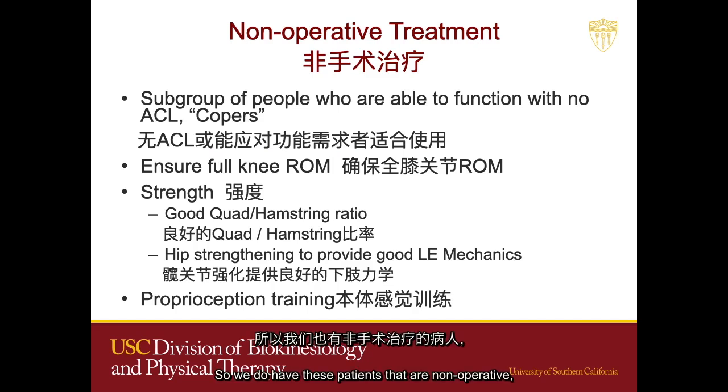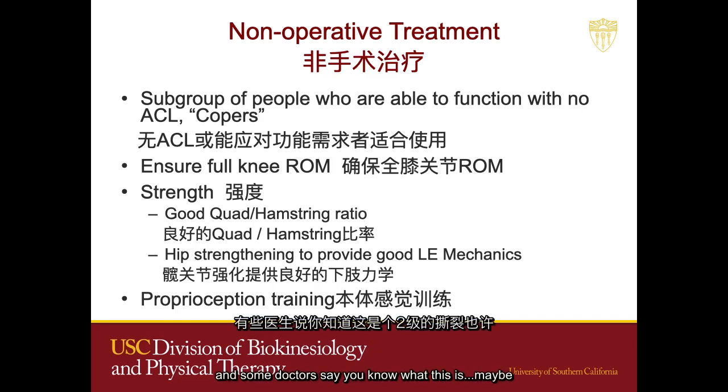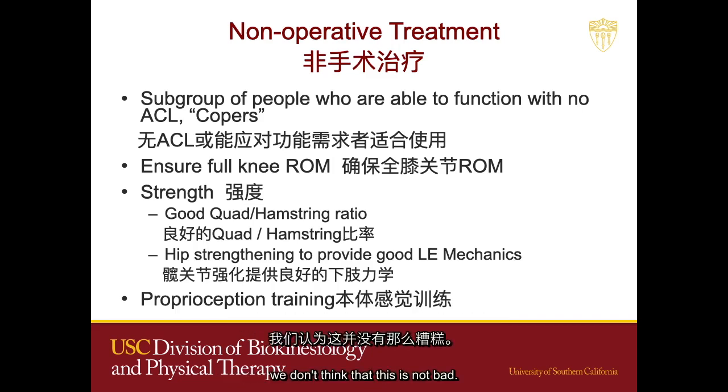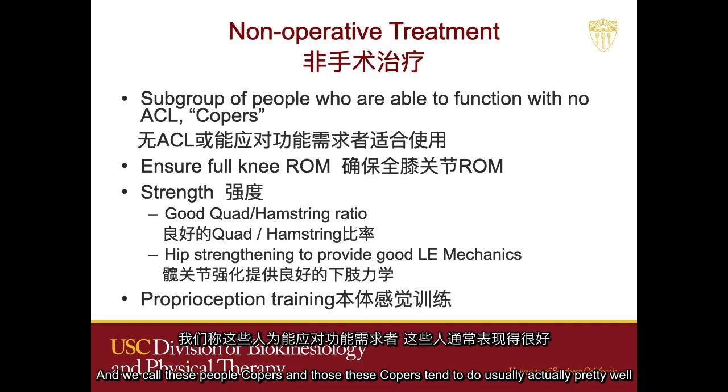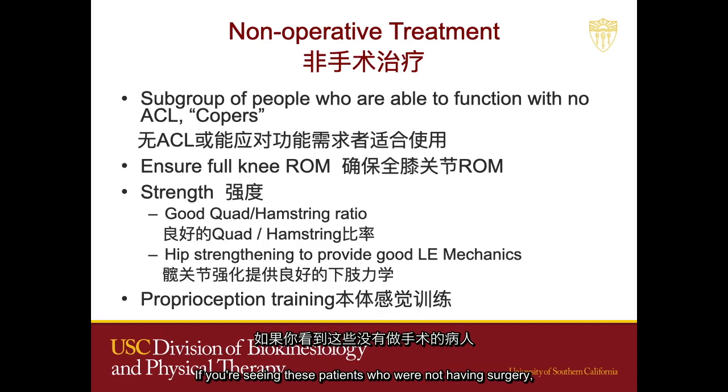So we do have these patients that are non-operative, and some doctors say, you know what, that's a grade 2 tear maybe. We don't think that this is that bad, so instead we're going to say no surgery, and we call these people copers. And these copers tend to do usually pretty well. If you're seeing these patients who are not having surgery, which I have really not seen a lot in China, there aren't a lot of these people. Most of the time the doctor will do surgery. But in the US, they're starting to do it a little bit less.